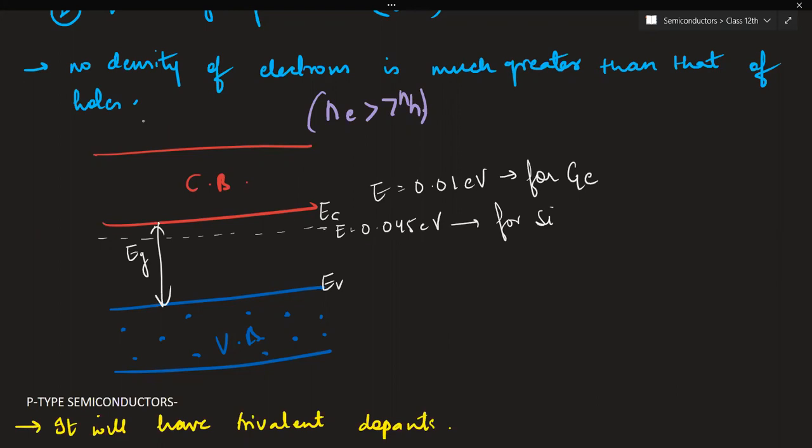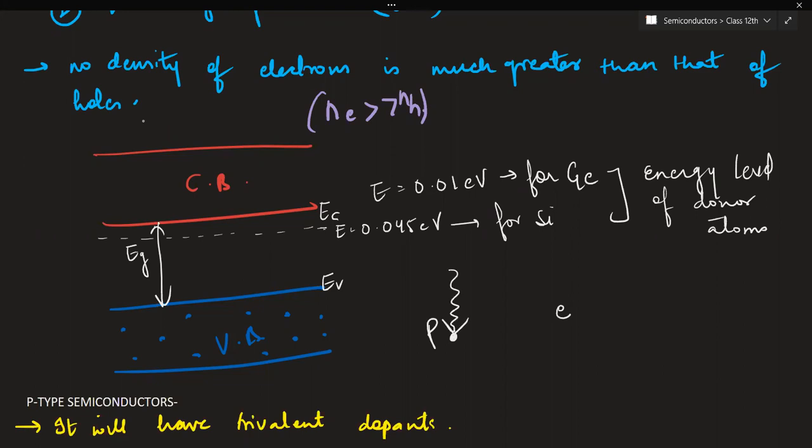These are energy levels of donor atoms. Clear, class? It means phosphorus, this electron is present. When sufficient energy of 0.045 electron volt or 0.01 electron volt is provided, this becomes a free electron, and this is available for conduction. And what are these energies? These are basically ionization energies, which you have studied in atom.